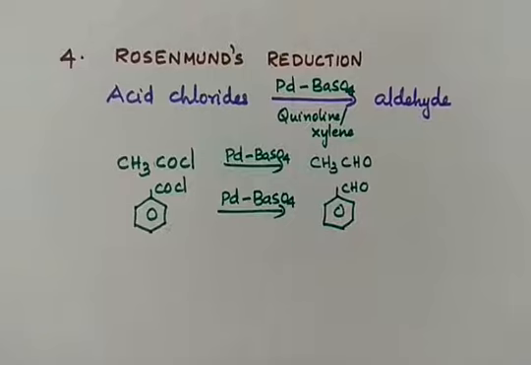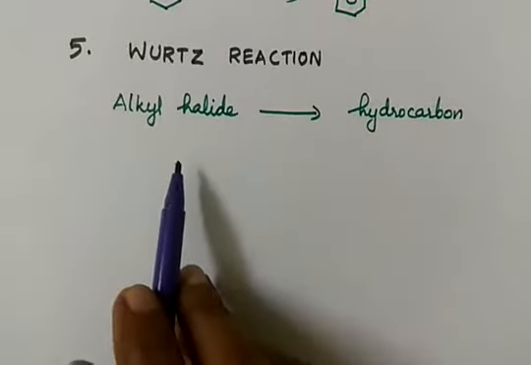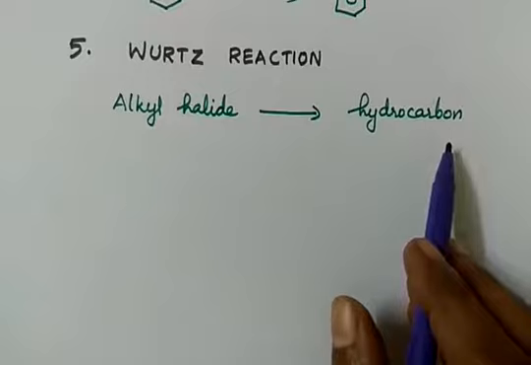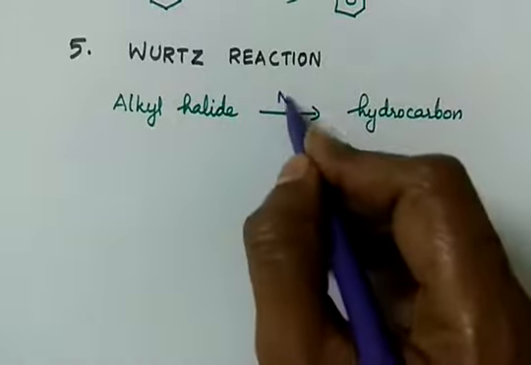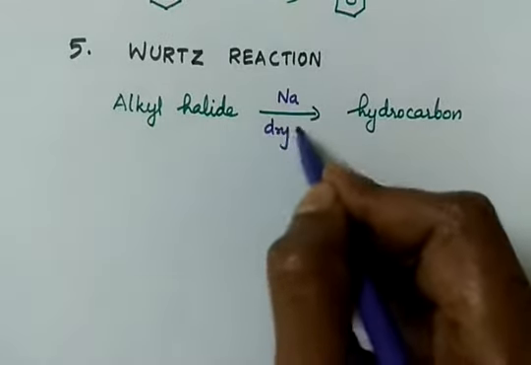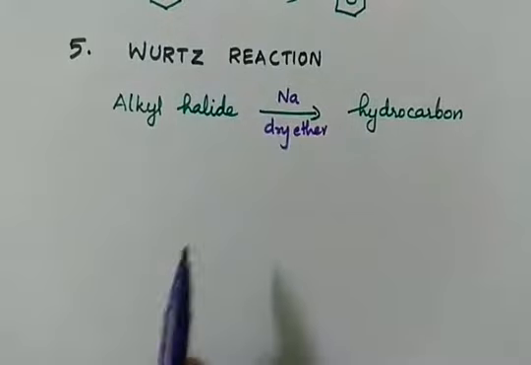So far we have discussed 3 named reduction reactions: Clemmensen reduction, Wolff-Kishner reduction and Rosenmund's reduction. These 3 reactions are very important. Next reaction is the Wurtz reaction. In the Wurtz reaction, an alkyl halide is converted to a hydrocarbon when the alkyl halide is heated with sodium in dry ether. This is the reagent: sodium and dry ether.